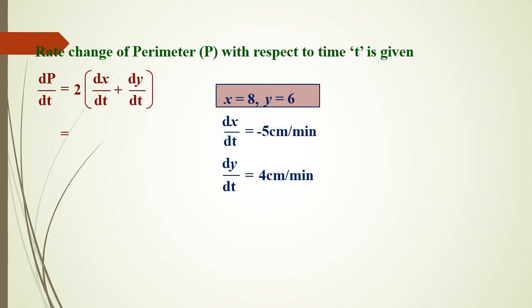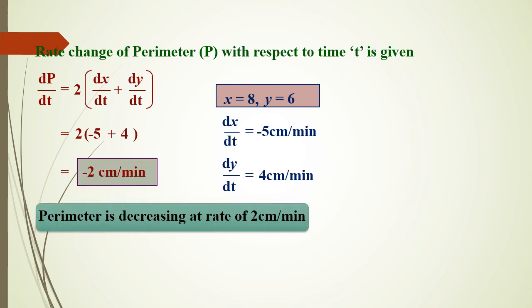Okay. So next, the values are given already, you substitute here. Next, simplify it. So minus 5 plus 4 is minus 1, into 2 is minus 2 centimeter per minute. This is the rate of change of perimeter of the rectangle. It is minus, therefore it is decreasing.